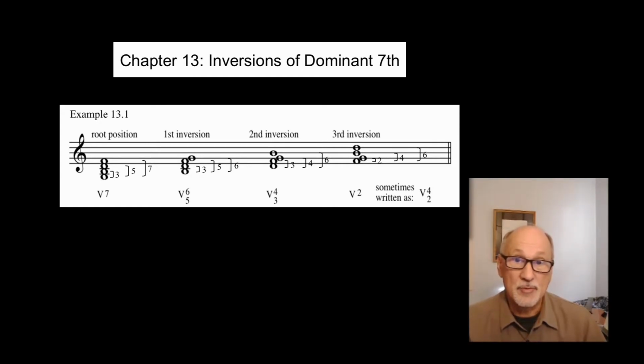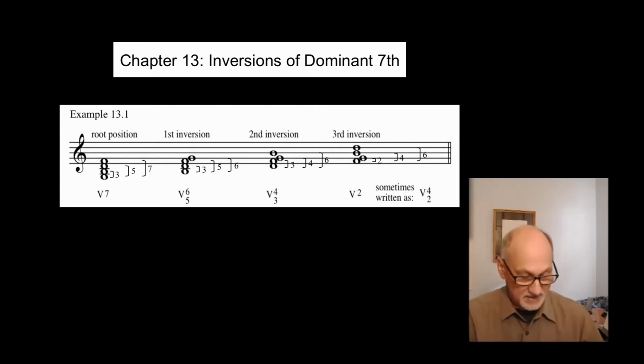Now, the root position versions of the dominant seventh chord in the key of C, along with its three possible inversions, are shown in the example here. And the Roman numeral and figured bass designations are written below each. Notice that the figured bass designations are actually an abbreviated version of the intervals above the bass.